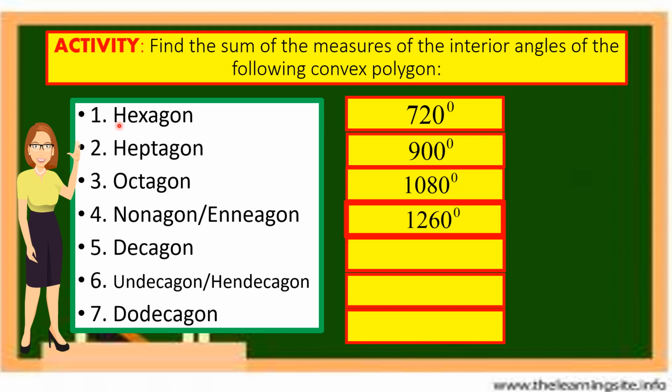We are already in group 2. We have a decagon. What is the answer, Anna Pauline? Very good, Anna Pauline. The answer is 1440 degrees. For number 6, we have Christina. What is the answer, Christina? The answer is 1620 degrees. Very good, Christina.